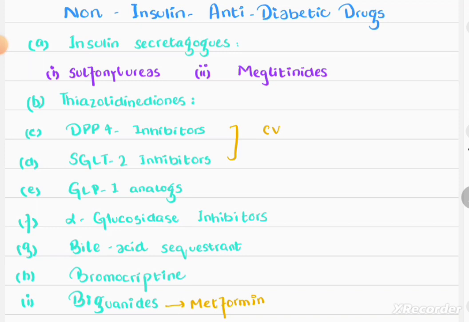So if the patient has chronic kidney disease, we will give them SGLT2 inhibitors, because these drugs also have a beneficial effect in kidney disease. So the choice of anti-diabetic drug depends on the comorbidities and the patient's glycemic control as well. So now we'll discuss these classes separately. Let's start with the insulin secretagogues.